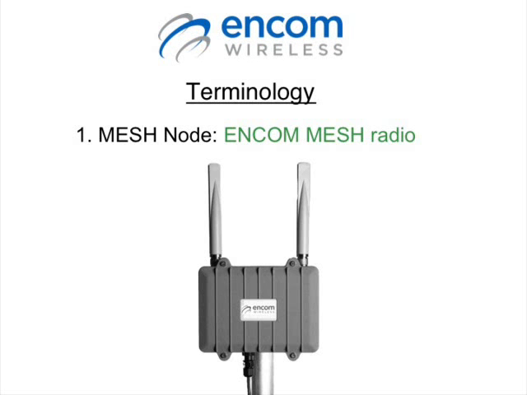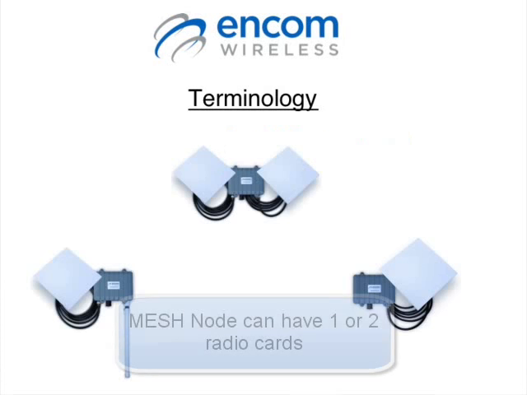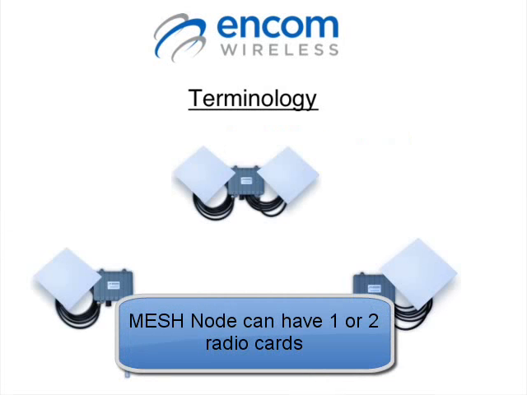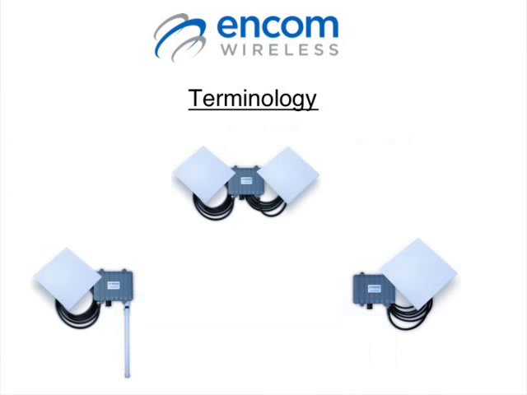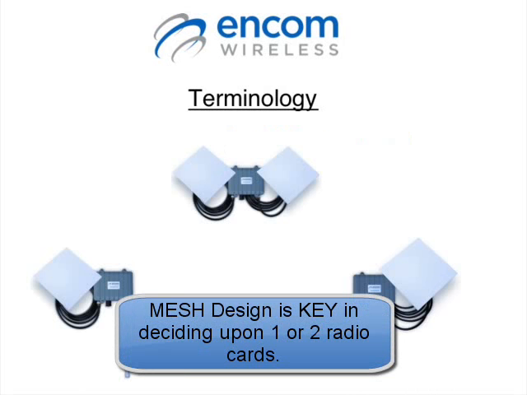When we talk about a mesh network, there are actual radios that make up this mesh network here. From the picture shown in here, this is what your typical mesh node will look like. Multiple mesh nodes will link together and will create your mesh network. Now, a mesh node can either have one or two radio cards installed inside of it. This will be dependent upon your design for your mesh network.